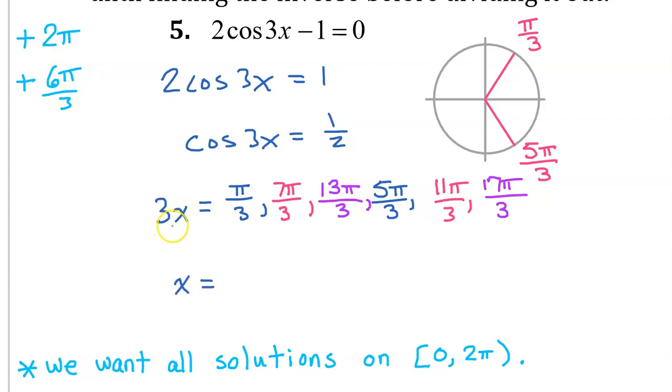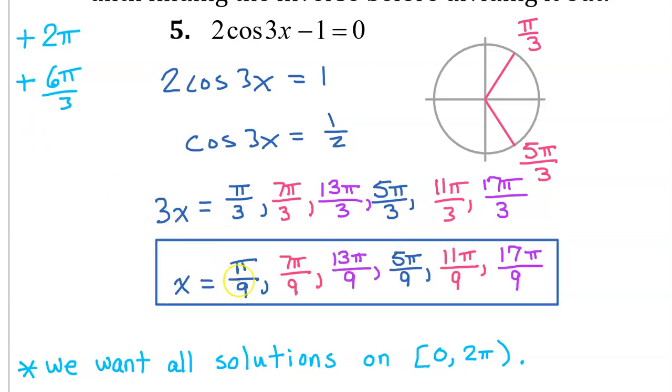To get x by itself, we need to divide both sides of the equation by 3. In other words, we need to divide each one of these fractions by 3. But remember, when you divide a fraction by 3, that's the same as multiplying by 3 in the denominator. So for the first value, I'm going to end up with pi over 9. And similarly, all of these values will be over 9 instead of divided by 3. These are all solutions to the original equation.